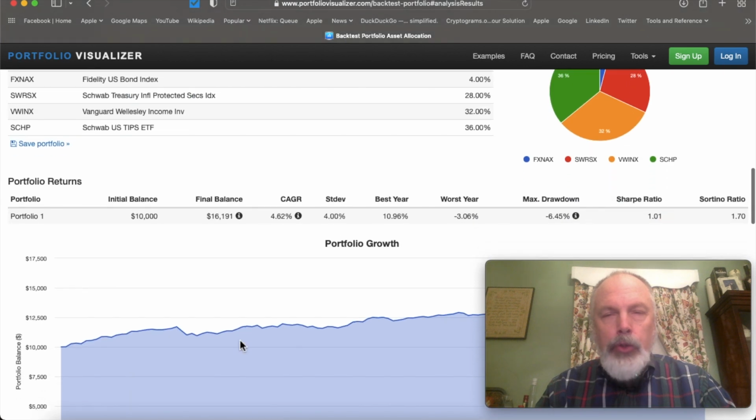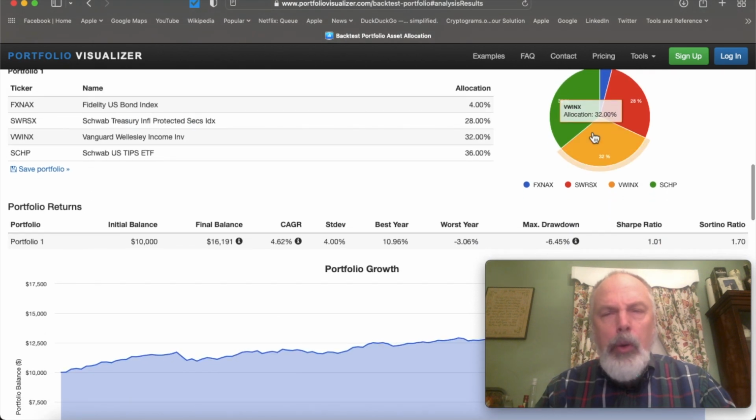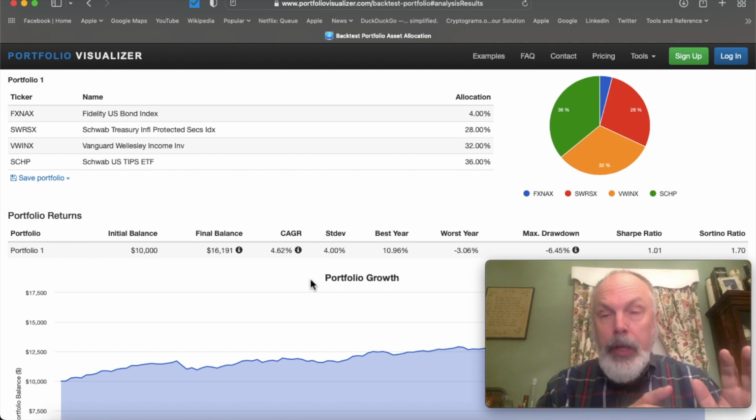And it shows you the portfolio over here. Initial balance, what it would grow to over the hypothetical period of time. Its CAGR of about 4.62% and a standard deviation of about 4%. And again, in bucket 2, you're not supposed to go for yield, you're supposed to go for stability. So the key numbers here to keep in mind are this CAGR and the standard deviation of 4%.